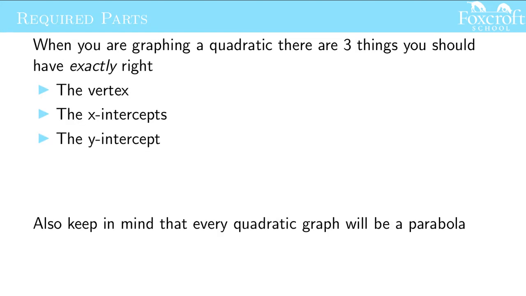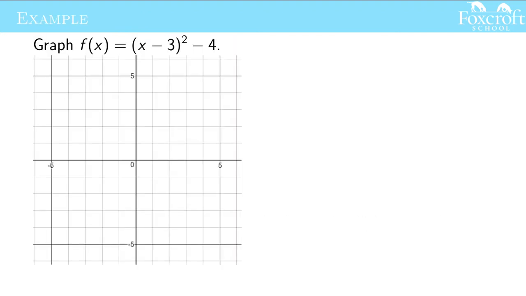So when we're graphing a quadratic, there's going to be 3 things that I'm looking for on the skill check that you have exactly right. You should have the vertex, that turn where our quadratic happens, exactly right. Your x-intercepts should be in the exact right place, and your y-intercept should be in the exact right place. Then just draw the parabola shape that connects those dots. Alright, so let's go through it.